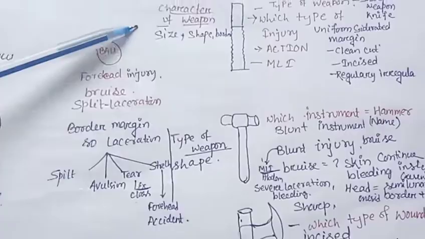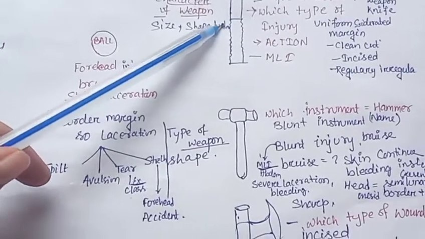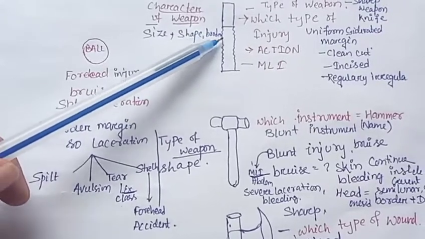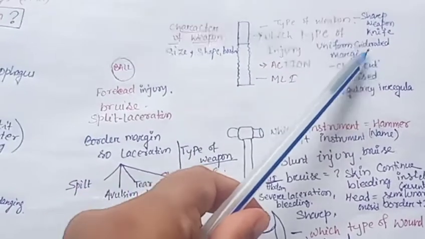For the character of the weapon, you can see the size, how sharp it is, what the shape is, and whether the border is a uniformly serrated margin.